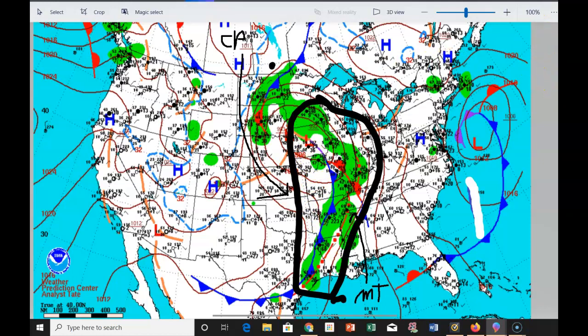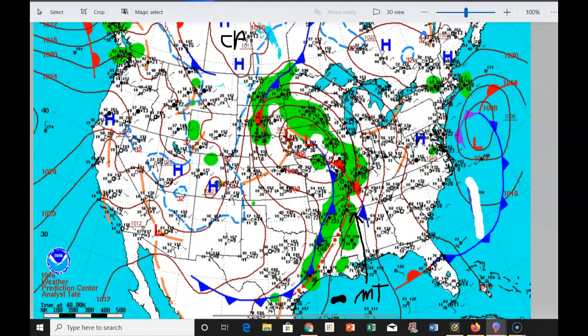The other thing we talked about is the direction that these mid-latitude waves will travel. Most weather features in the continental United States will move to the northeast.